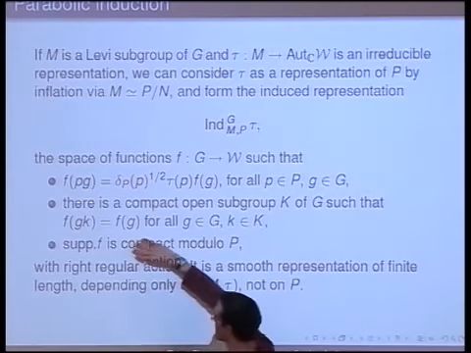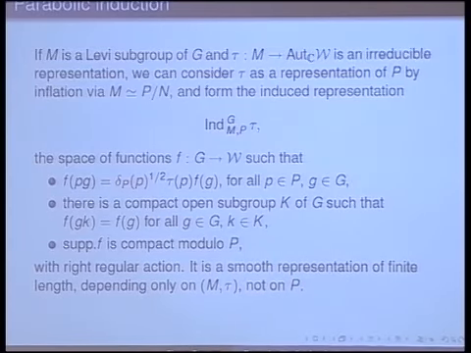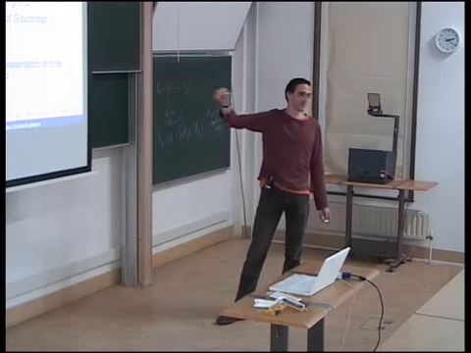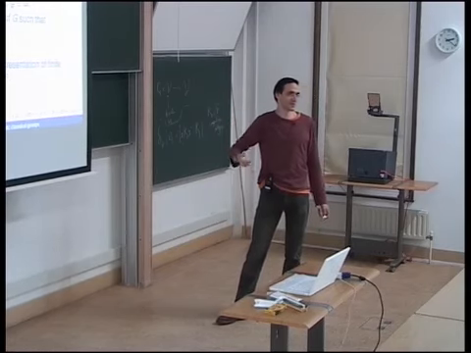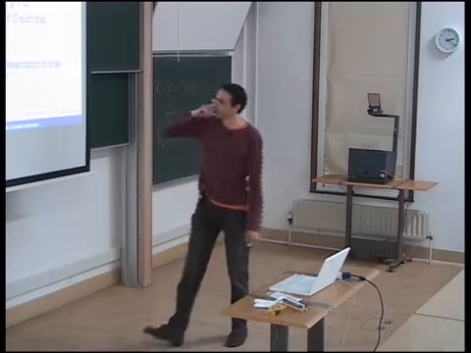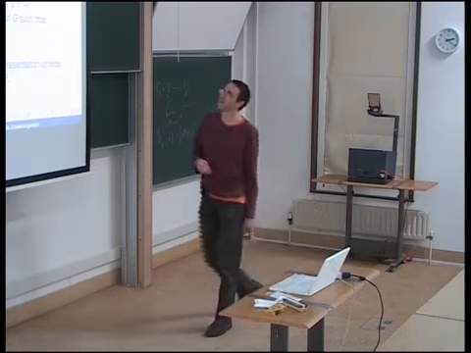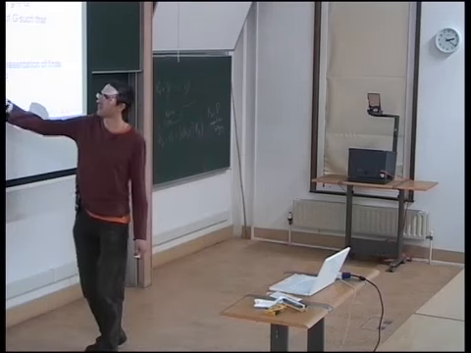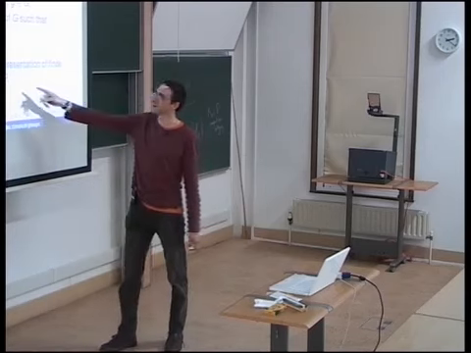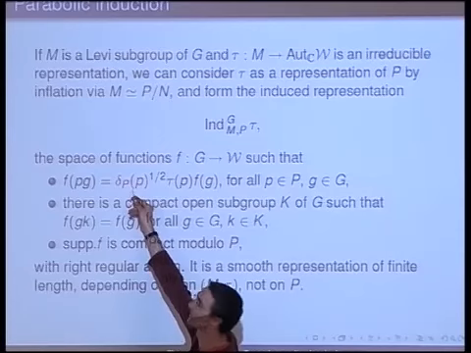This condition is sometimes put in and sometimes not. If it's put in, then it's usually called compact induction. But for induction from parabolic subgroups, compact induction and normal induction coincide. So what you get is a smooth representation of finite length, which depends only on what you started with. In particular, it doesn't depend on the parabolic subgroup, and this is another reason for putting in this normalizing factor.